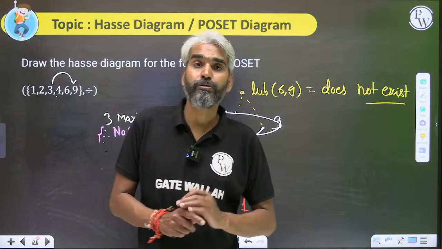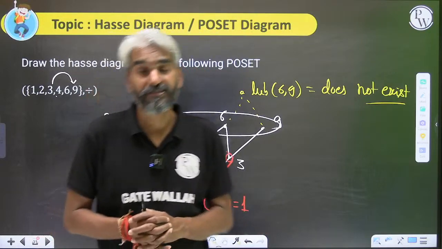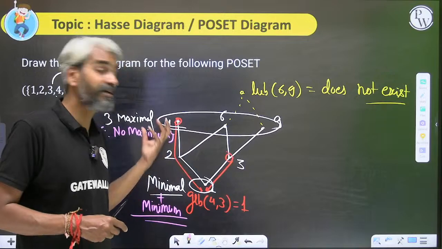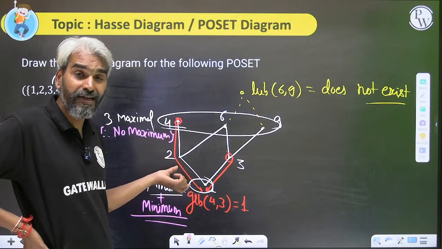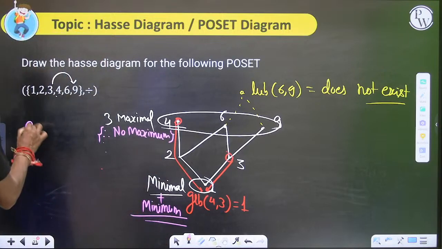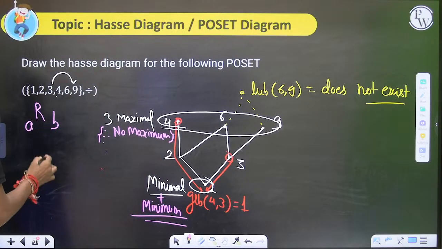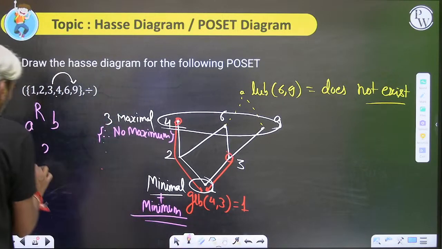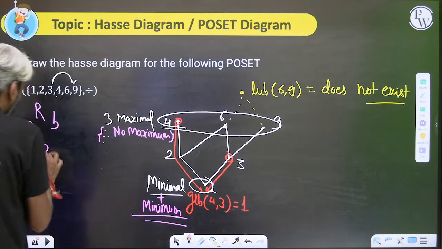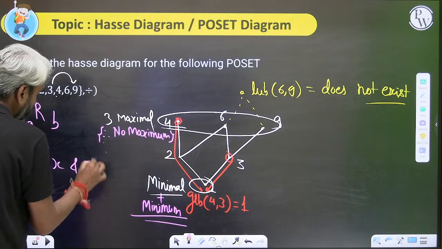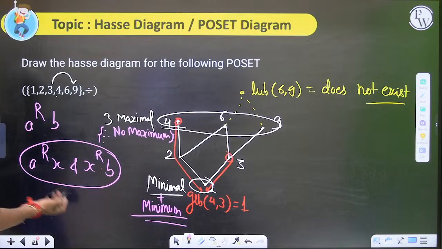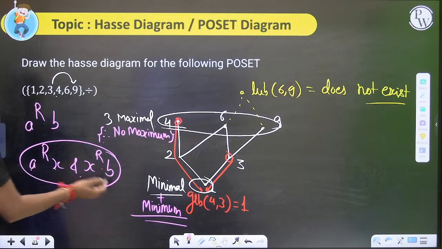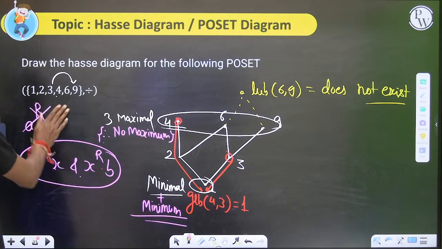We have also understood the concept of Hasse diagram. What actually happens in the Hasse diagram? There will be a vertex corresponding to every element of the set. The edge will be present between two elements A and B, if and only if A relates to B and there exists no element X such that A relates to X and X relates to B. If there exists any such X, then we will have A to X and X to B, but we will not have any edge between A and B.